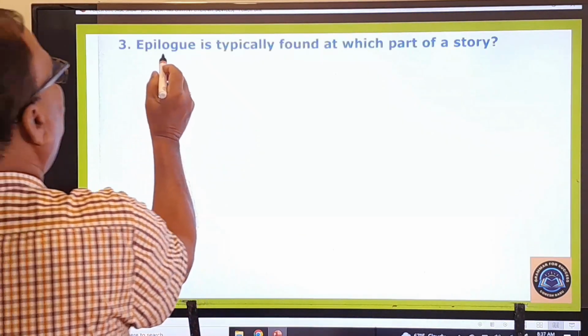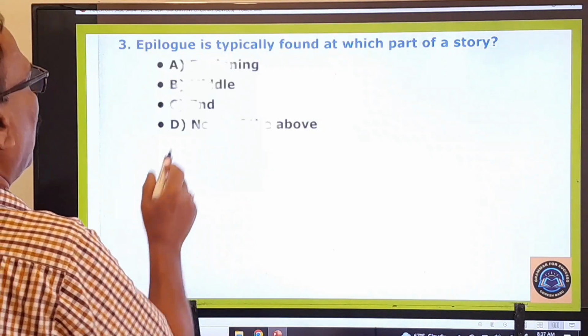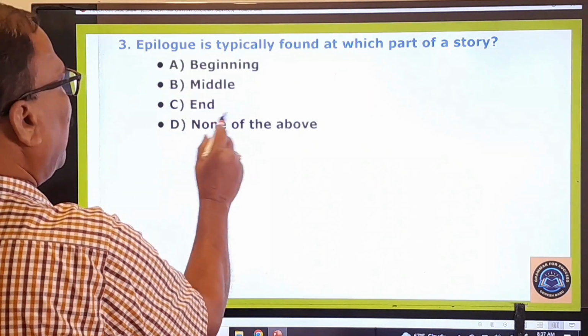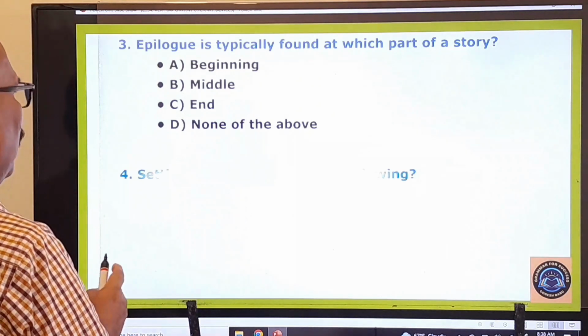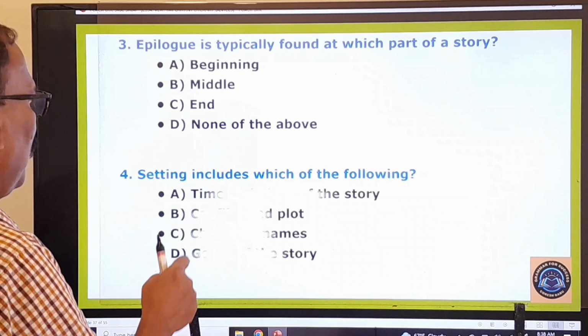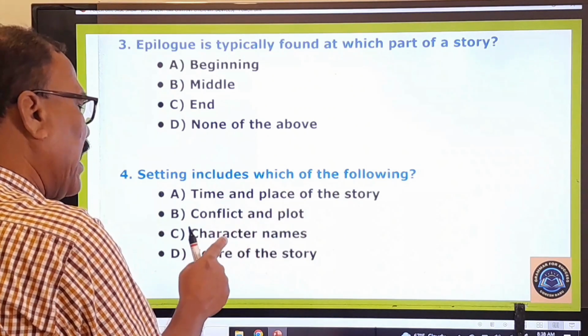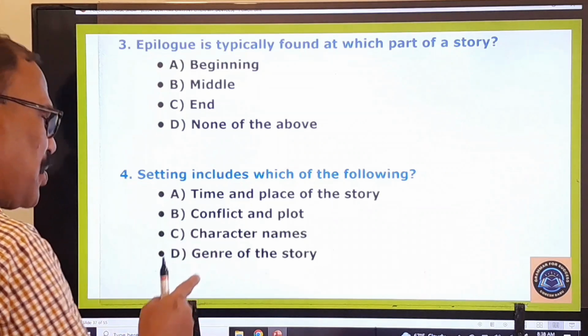Third question. Epilogue is typically found at which part of a story? Beginning, middle, end, none of the above. Setting includes which of the following? Time and place of the story, conflict and plot, character names, genre of the story.